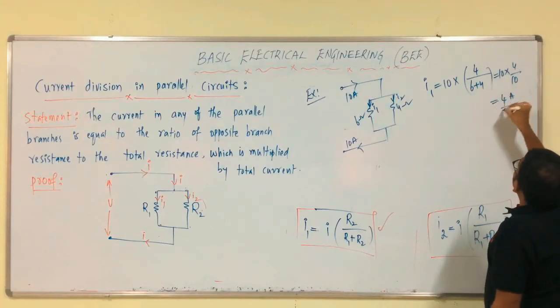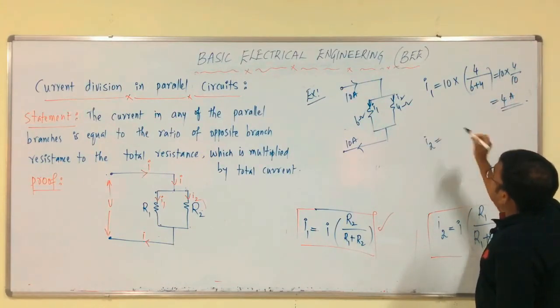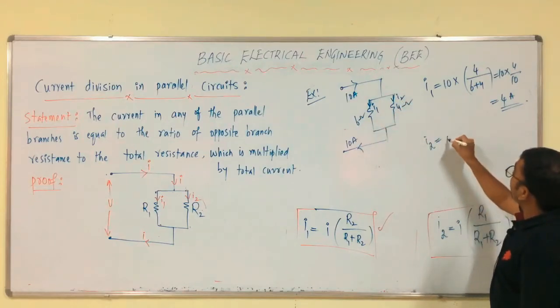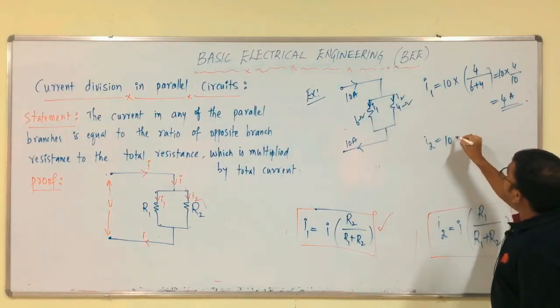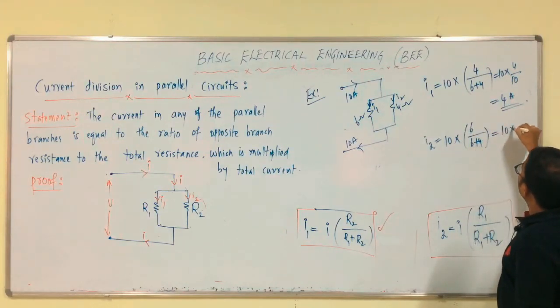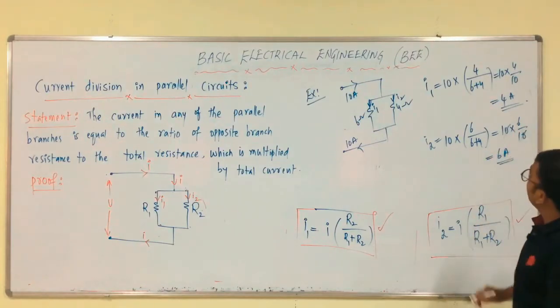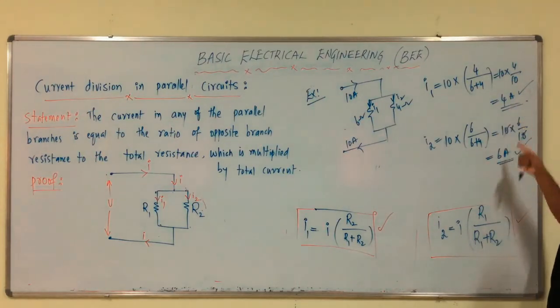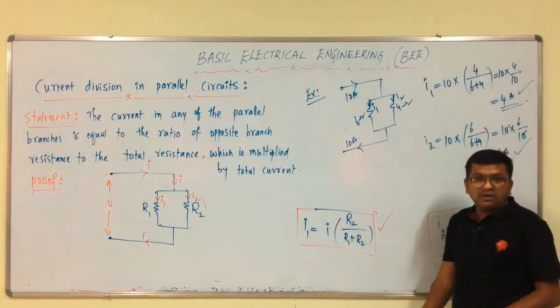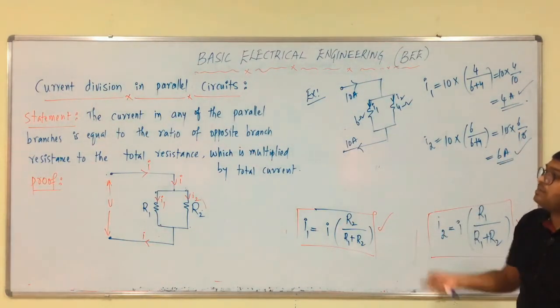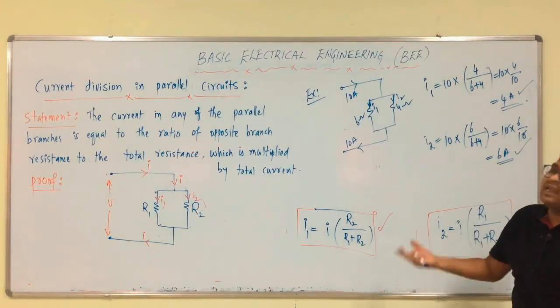Which is equal to 4 amps. For I2, for this branch current we have to consider the opposite branch resistance and total current, which is equal to 10 into 6 by 6 plus 4, which is 10 into 6 by 10; 10 cancels, giving 6 amps. That is, I1 is 4 amps, I2 is 6 amps, and the total current is 6 plus 4, 10 amps. KCL is satisfied. So, like this we can apply the current division principle in any parallel circuit.